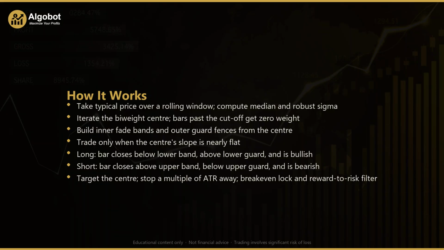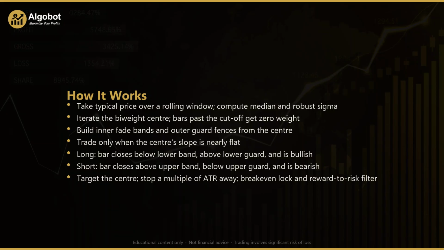From that center, the strategy builds a lower band and an upper band, each set a multiple of sigma away, plus a wider lower and upper guard fence. It then checks the regime. It measures how far the center has moved over the slope loopback period, expressed in sigma units, and only proceeds if that slope is below the maximum slope setting. This is the flat, ranging filter.